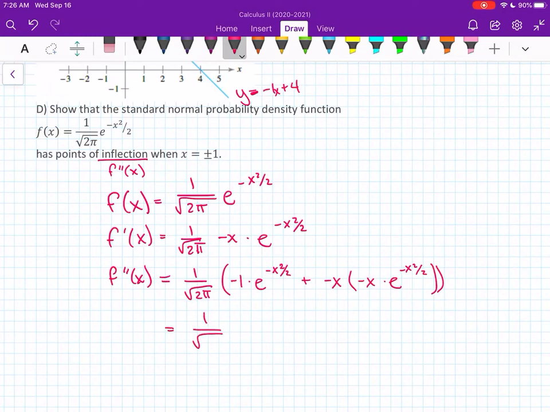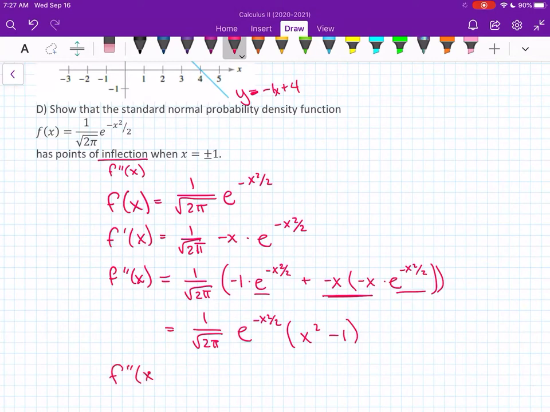So I get 1 over the square root of 2 pi, and then I have e to the negative x squared over 2 as a factor of both of these. And I'm left with, let's see here, these are going to cancel to be just x squared minus 1. Okay, we typically write our terms in descending powers. Okay, so then for inflection points, I want my second derivative to equal 0.